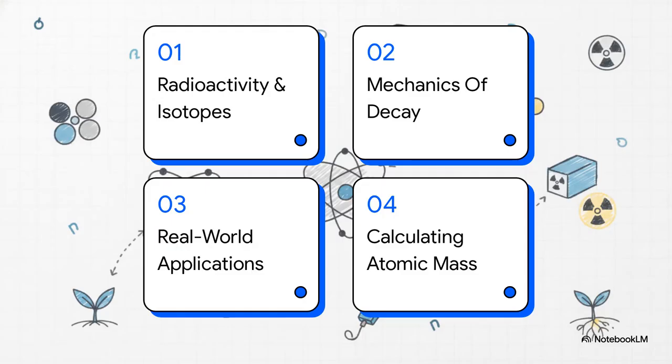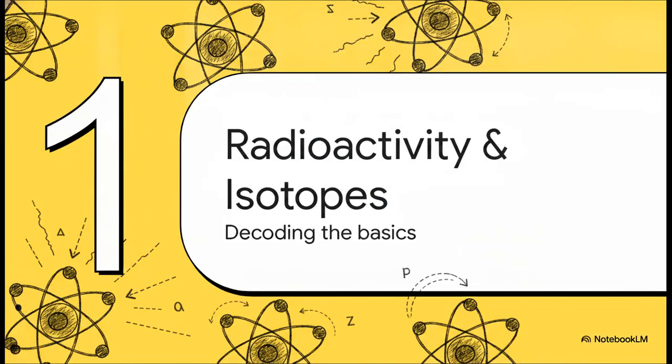Here is what is on the whiteboard for today. 1. Decoding radioactivity and isotopes. 2. The mechanics of radioactive decay. 3. Real-world isotope applications. And 4. Calculating relative atomic mass. Let's jump into Section 1, Decoding Radioactivity and Isotopes.